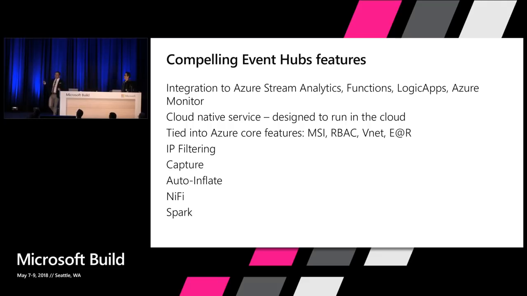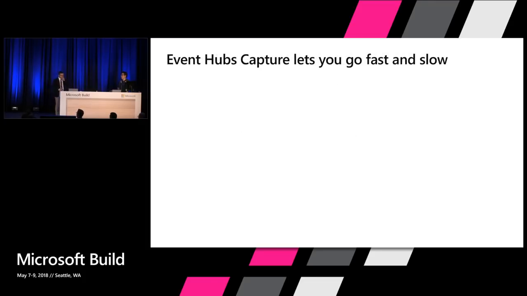Other things like Logic Apps or Azure Monitor, these are just core pieces of Azure that this works well with. Event Hubs is a cloud-native service. It was designed to run in the cloud. It's not something we've lifted and shifted to the cloud. And as such, it's tied into a lot of the Azure core features, which I'll talk about in just a second: MSI, RBAC, VNet, and encryption at rest. Things like IP filtering. I'll talk about all the rest of these one by one, I guess. So the first one I want to talk about is Capture.